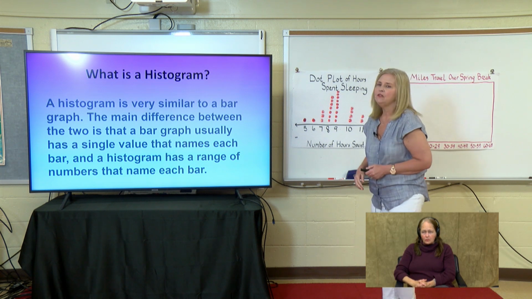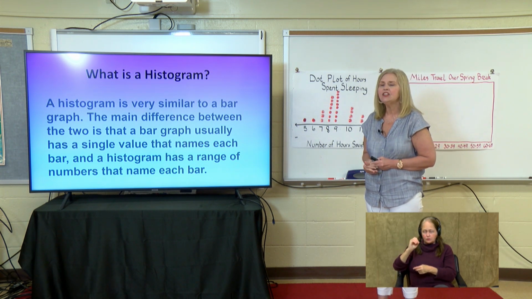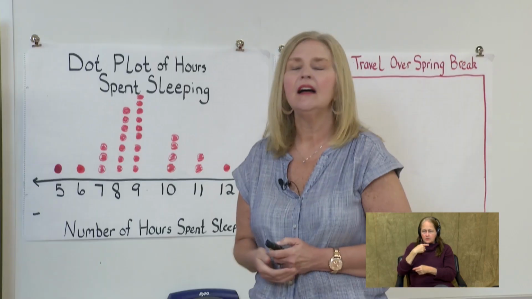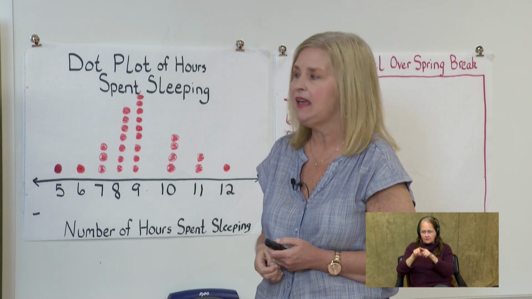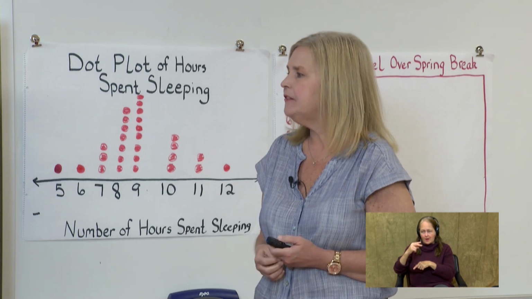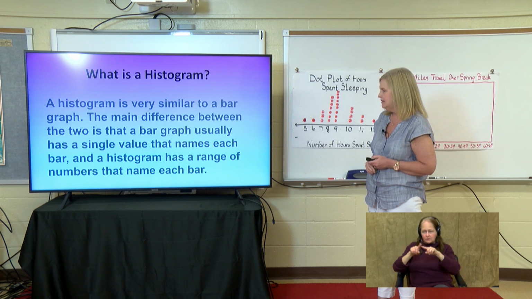Okay, now we're going to go to what's known as a histogram. A histogram is very similar to a bar graph. You make it with bars. The main difference between the two is that a bar graph usually has a single value that names each bar, and a histogram has a range of numbers that name each bar.